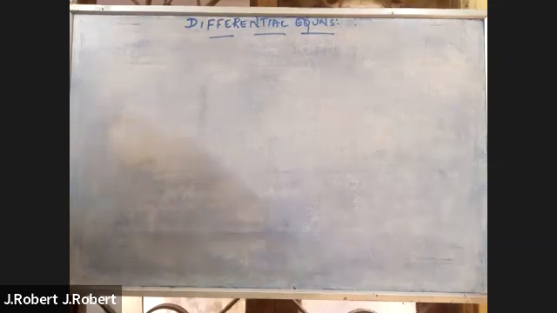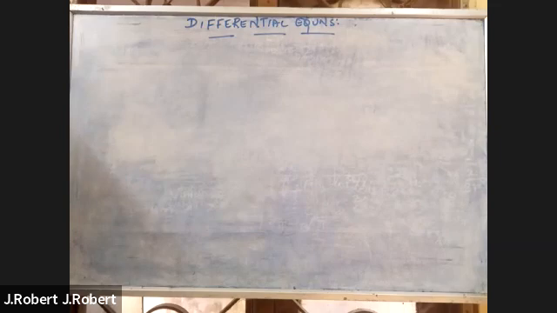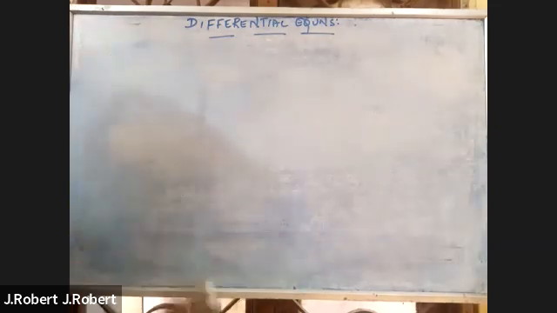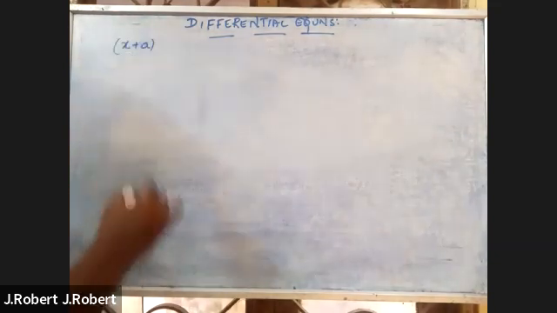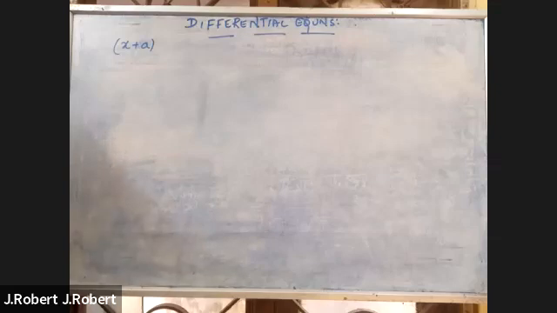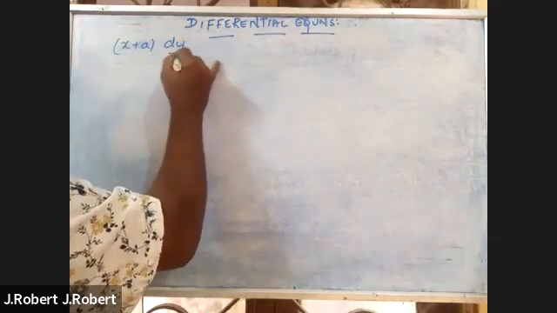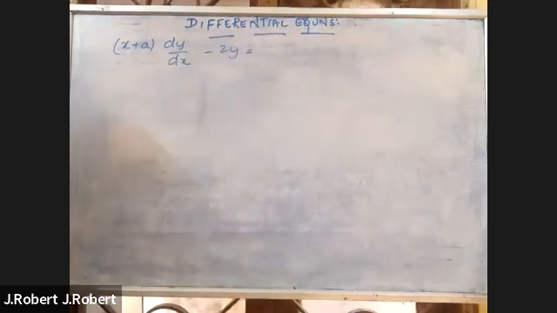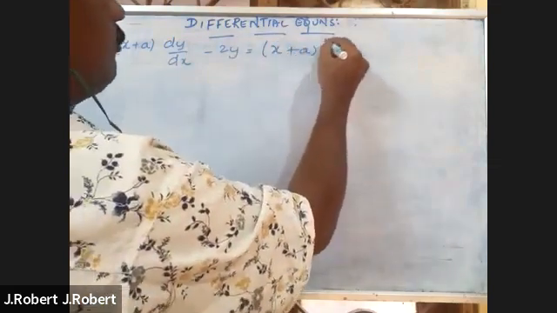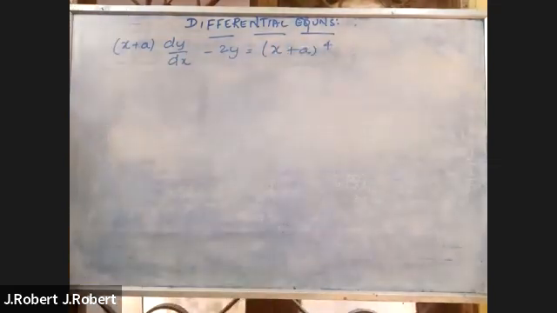Now take down the next problem. Solve (x plus a) dy by dx minus 2y is equal to (x plus a) whole power 4. Solve (x plus a) dy by dx minus 2y is equal to (x plus a) whole power 4.